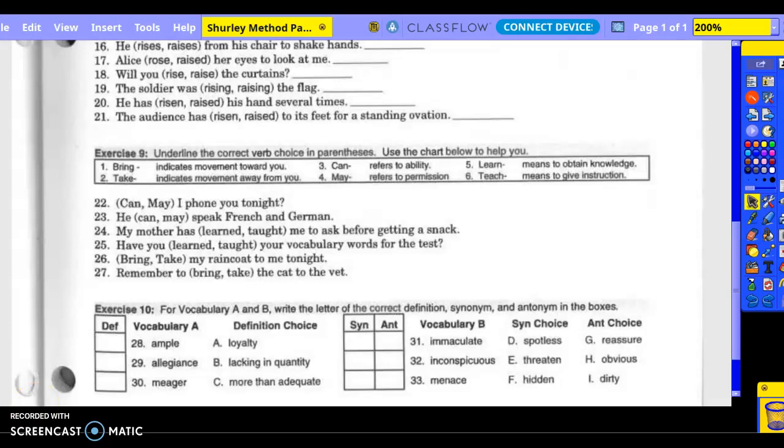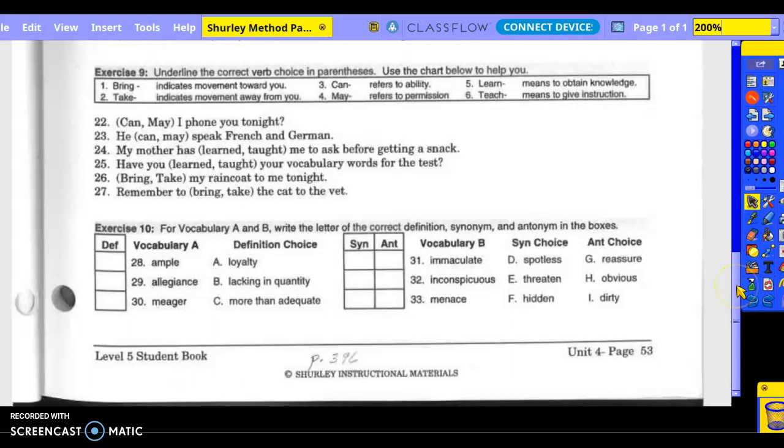Fifth grade Shurley method, page 53. This is recording part 2. So underline the correct verb choice in parentheses. Use the chart below to help you. So like I've always asked you, if you guys could circle it so I can read it better.